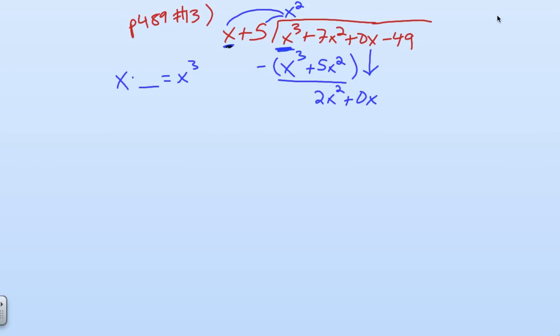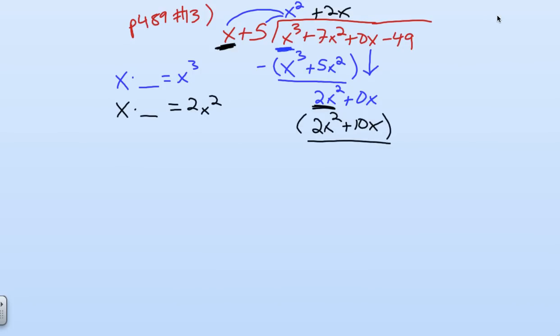So we're still dealing with x, but now we're dealing with x and 2x squared. So we're trying to figure out x times what gets me 2x squared. The answer to that is 2x. Put that up top. Do the same thing. You're going to multiply 2x by both x and plus 5, and you will get 2x squared plus 10x. You're going to subtract again.